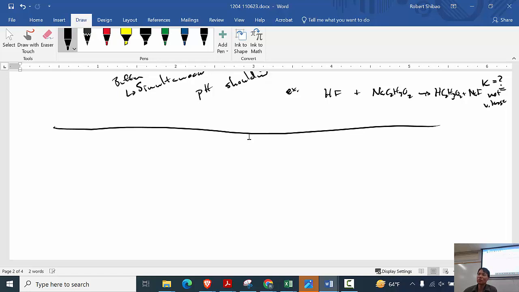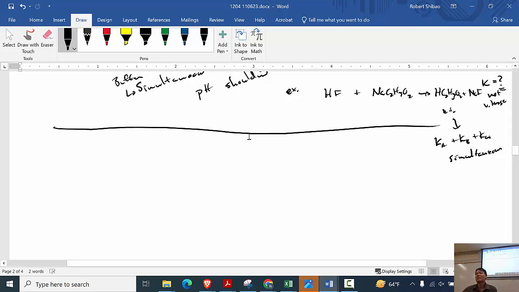Where's my hydronium, where's my hydroxide? And so basically what you're going to do is sit there and figure out that you're going to have to do a Ka plus a Kb plus a Kw simultaneous. Now the simultaneous that I did was only 2 equilibria.